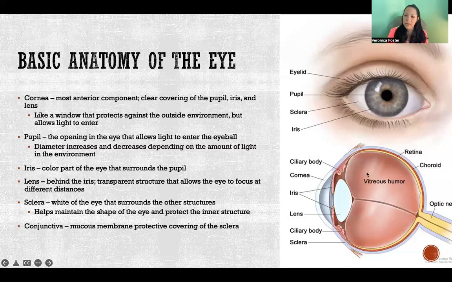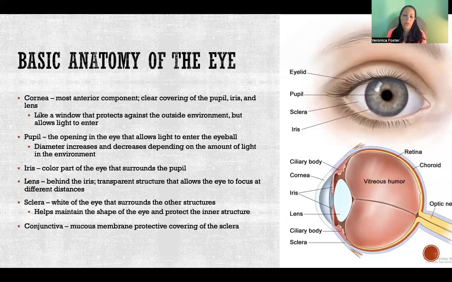And so it's when the lens is not doing that effectively or not well enough that then we add corrective lenses. So we'd add contacts or glasses to help make up for the difference in what the lens of the eyeball is not doing. And then, as I mentioned, the sclera is the white of the eye.